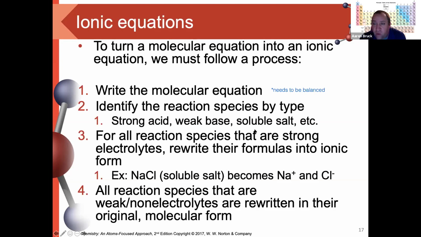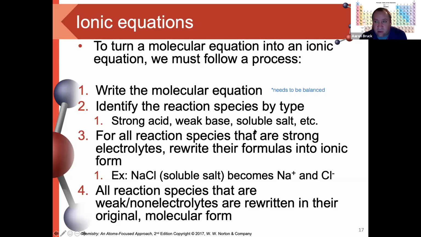And for every one of those types that is a strong electrolyte, and there are 3 of them, the soluble salt, the strong acid, the strong base, if it's one of those 3, then we're going to split it up into its ions for the ionic equation. That's how the ionic equation gets its name. It's the splitting up into ions for those substances.